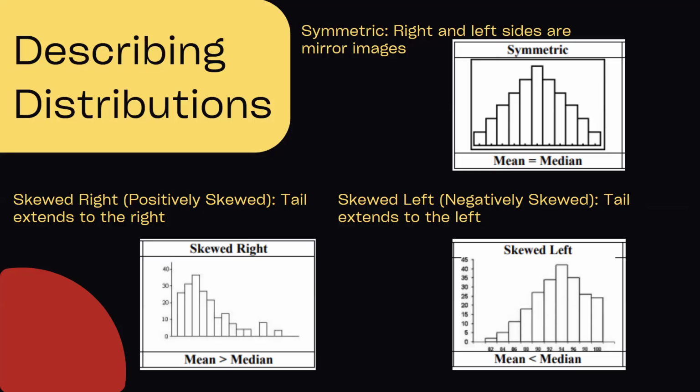A key skill is recognizing the shape of a distribution. There's symmetric, where the right and left sides are essentially mirror images of one another. There's skewed to the right, or positively skewed, where the tail extends to the right. And skewed left, or negatively skewed, where the tail extends to the left.